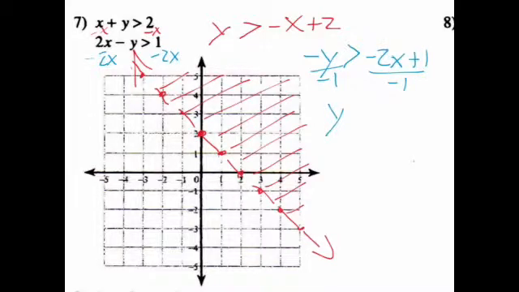And whenever you divide by a negative, make sure you change the direction of your inequality, so it's not going to be greater than, it's going to be less than. And everything here divided by negative 1 is just going to switch all the signs. So you can get y less than positive 2x minus 1. And so here's my lovely second inequality.